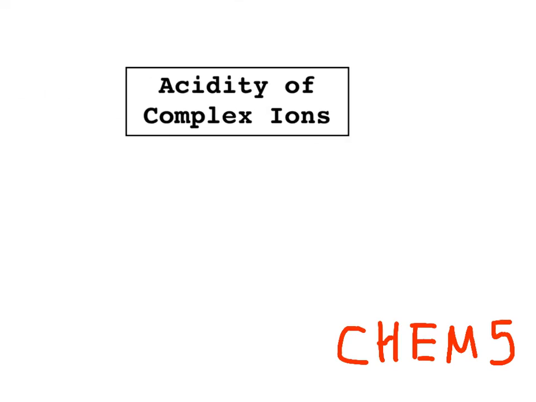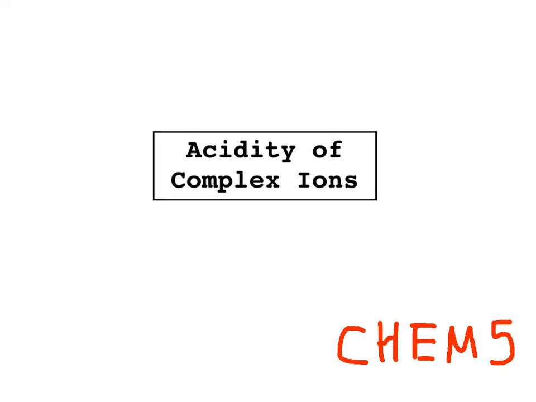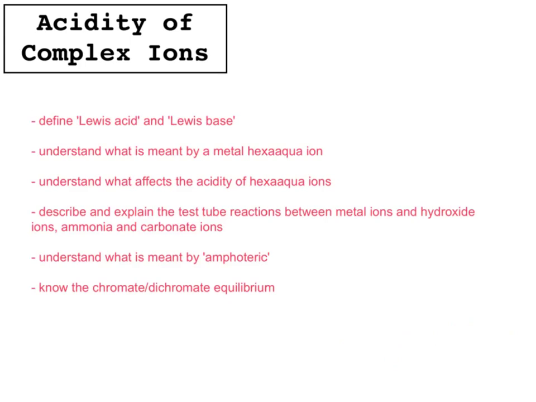This video is on the acidity of complex ions. In this video we're going to go through defining Lewis acid and Lewis base, understand what is meant by a metal hexaaqua ion, understand what affects the acidity of hexaaqua ions, describe and explain the test tube reactions between metal ions and hydroxide ions, ammonia and carbonate ions, understand what is meant by amphoteric, and know the chromate and dichromate equilibrium.